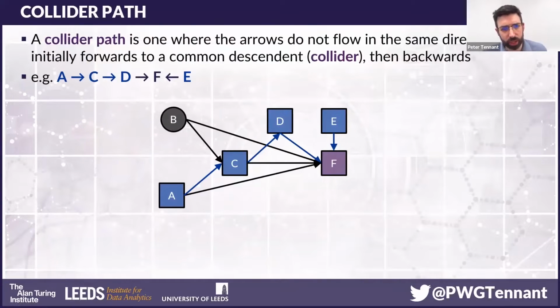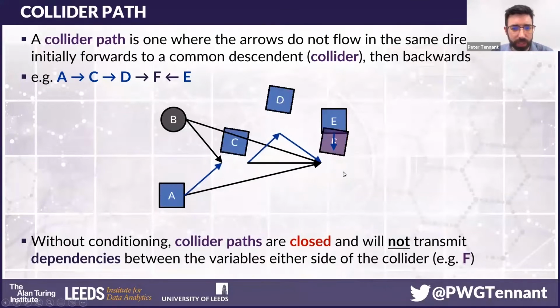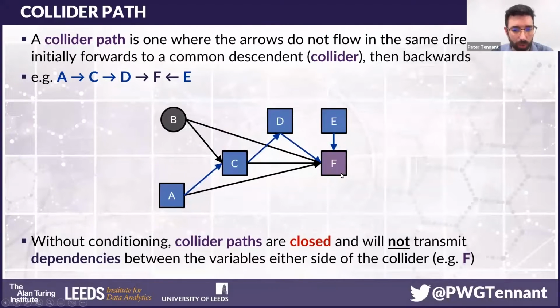So the final thing I just want to mention before we open to the Q&A is a collider path. This is another type of path that changes direction, initially flowing forwards to a common descendant and then backwards. Here we have an example, A, C, D, F, E. The rule is that without conditioning, collider paths are closed and will not therefore transmit dependencies either side. So if we were to wiggle A, it would get to the collider F and then stop.